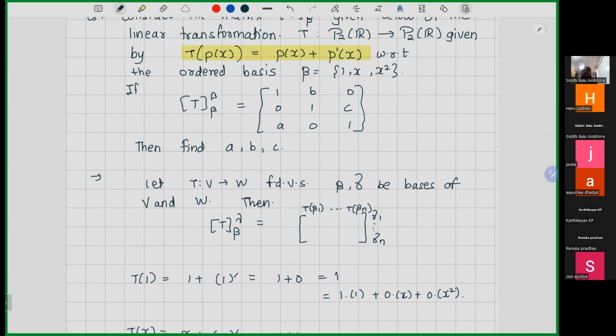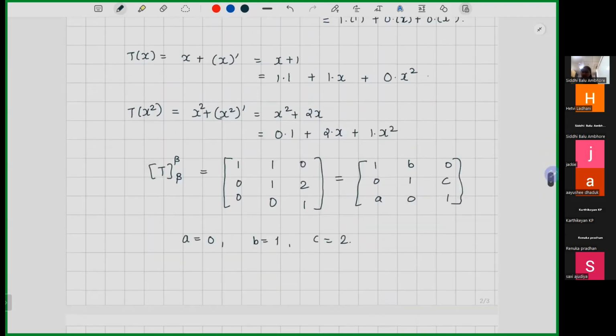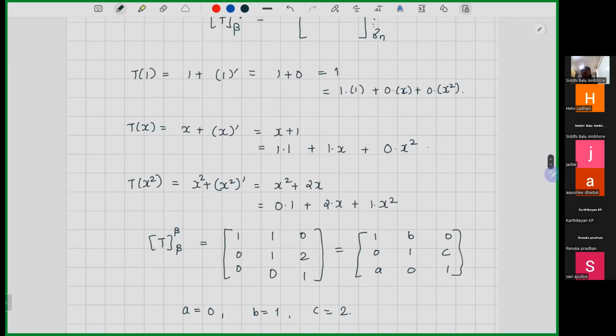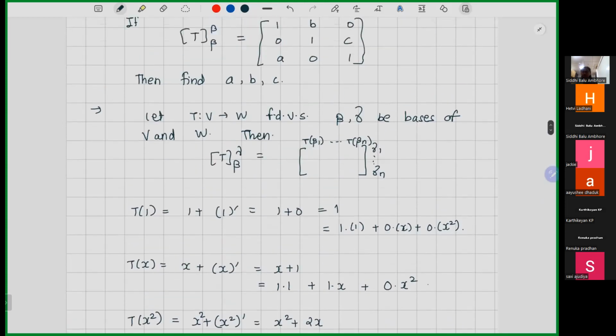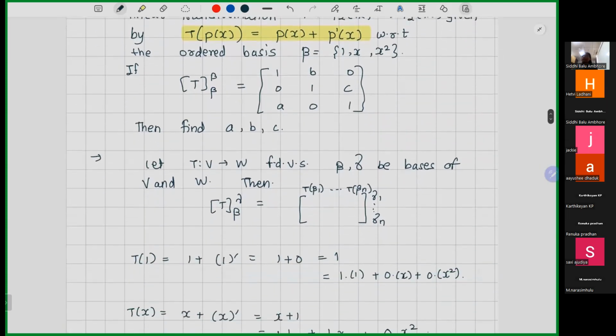Any doubt? I mean, we did this kind of question last time also, but this is again a revision. So please, if you have any doubt, write it in the chat. If no, then I will proceed. Okay.